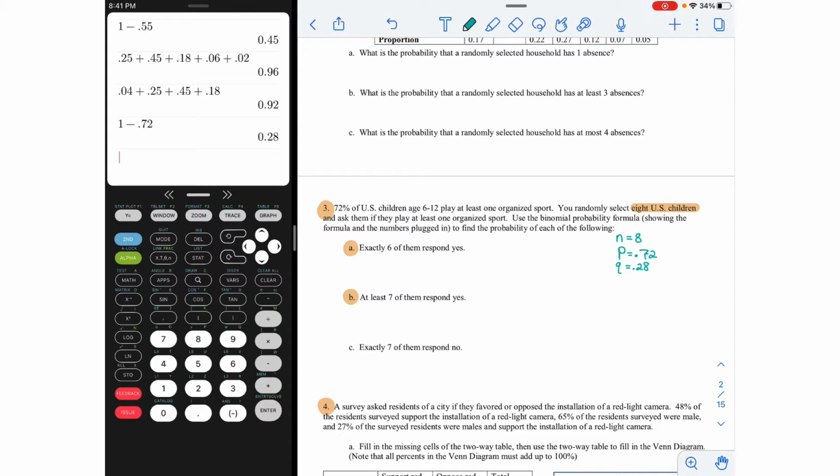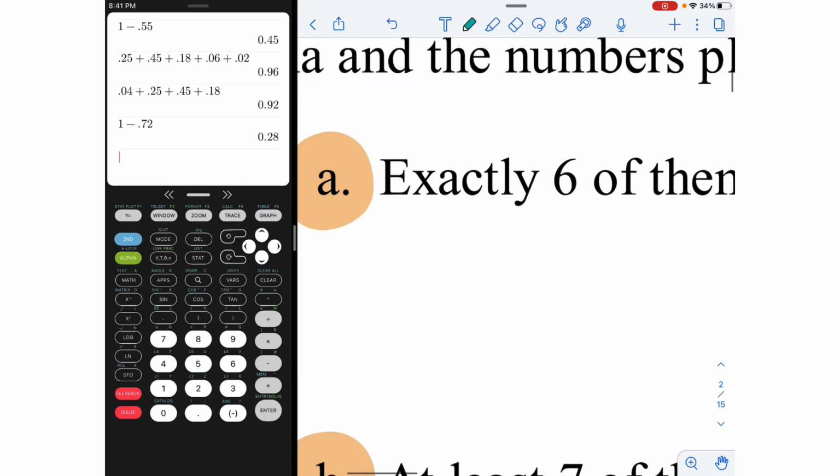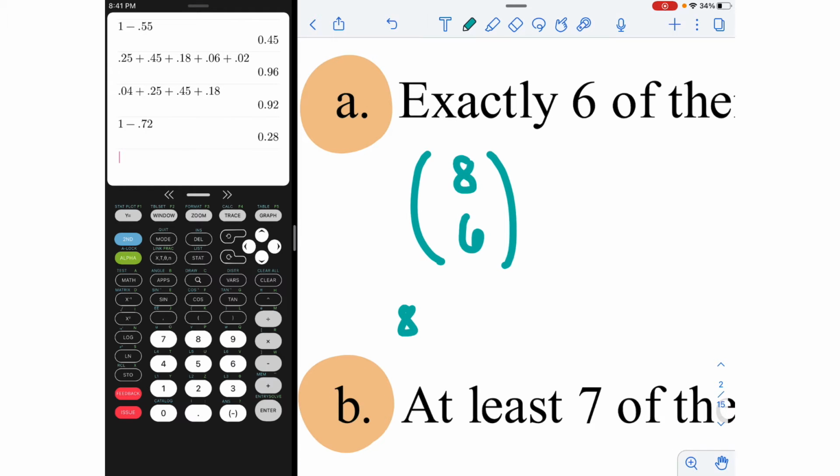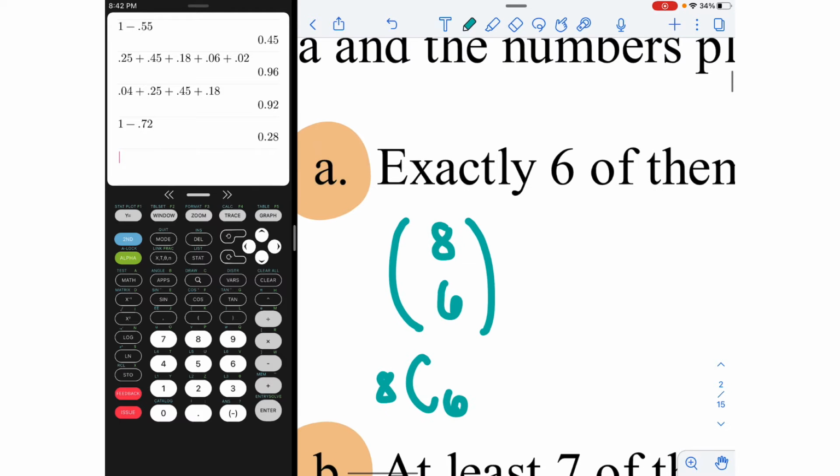All right. And that's pretty much what we need to know. So if I want exactly 6 of them to say yes, then it's going to be this. This is how I show my work. 8 choose 6, which on the key they write 8C6, which is how we're going to type it into our calculator. We're choosing 6. Now the success is 0.72.